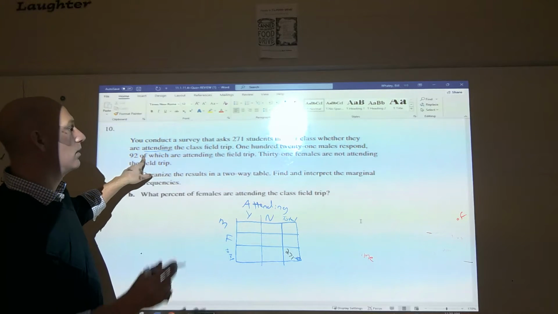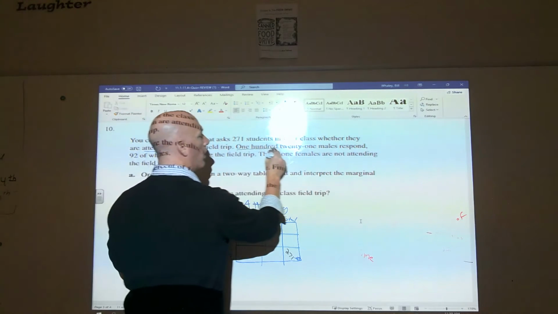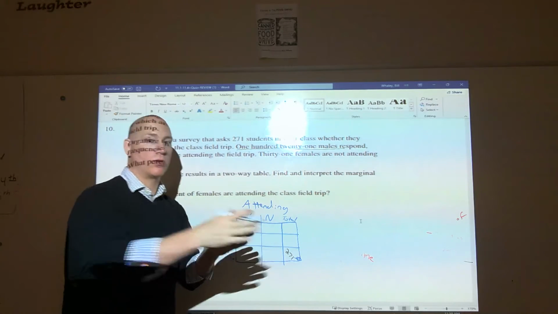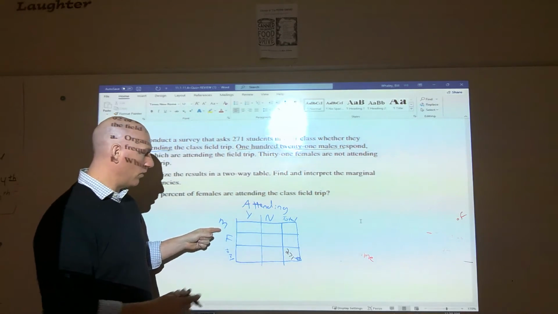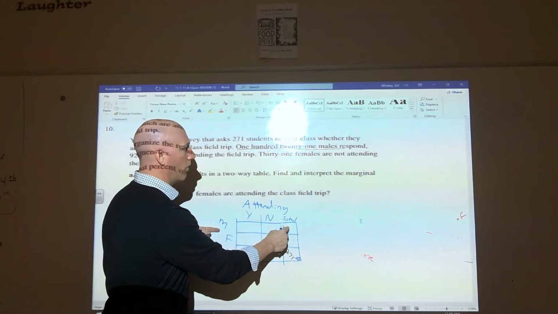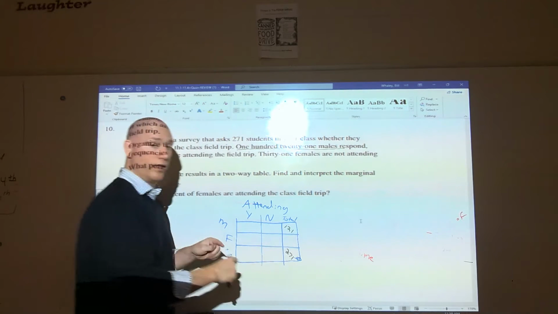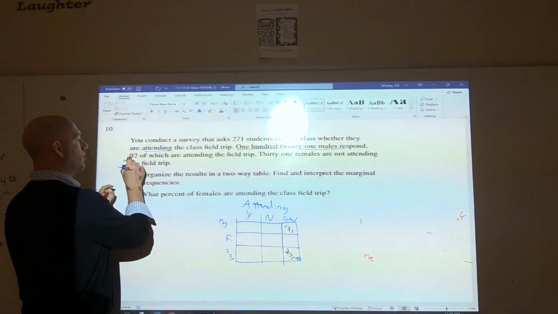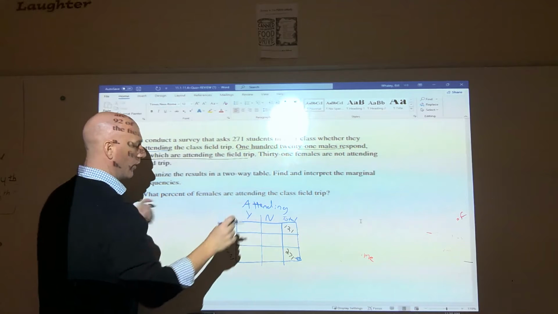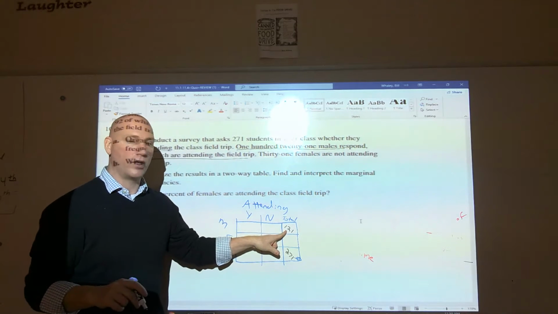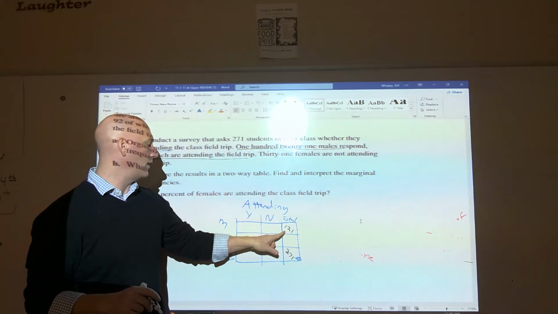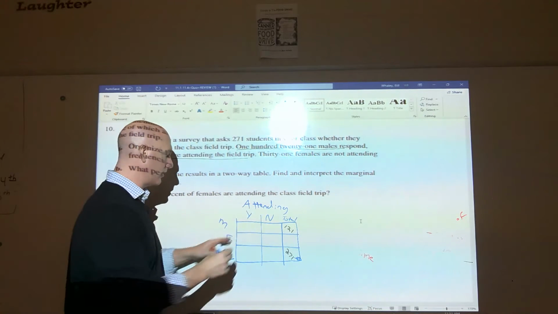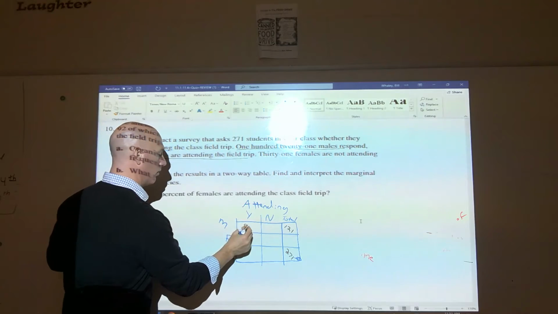It told us 121 males responded. That is the total number of males that we taught. So here are males. The total of males is right here, 121. We didn't know anything else about them until you read this part. 92 of which are attending the field trip. So of this total of 121, we know 92 said yes to the field trip. So male yeses, that would be 92.